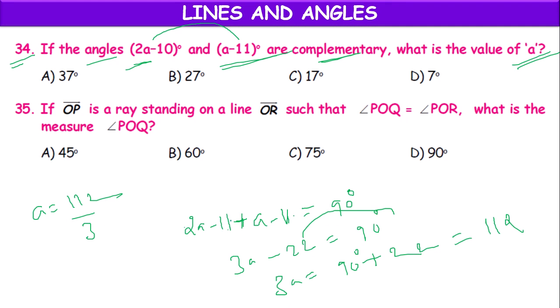Sorry, children, this is 2a minus 10. 2a minus 10, plus 21, 111. So 3 times 9, 2 is remaining, 21. 3 sevens are 21. So a value is 37 degrees. So option A is right.